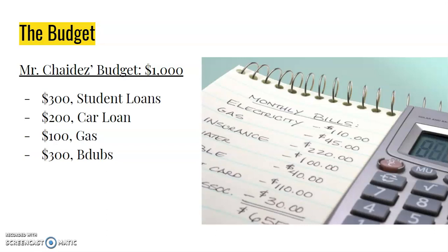So Mr. Chairez has to spend money on student loans and on my car loan. I don't have a choice, right? I have to spend that. That's what we would call mandatory spending with the federal government. And then the other two, right, gas and B-dubs, I get to choose those. That would be known as discretionary spending.